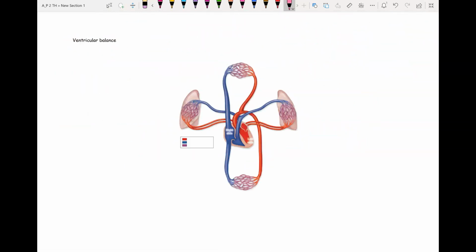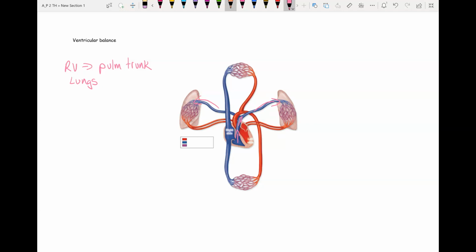Now, ventricular balance. This relates to cardiac output. So remember before we said that your right ventricle has a cardiac output into the pulmonary trunk. This blood then ends up going to the lungs to get oxygenated. So this is part of the pulmonary circuit. So here is your right ventricle pumping into the pulmonary trunk. This splits through the pulmonary arteries to go to the lungs.